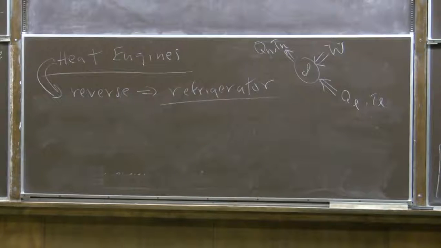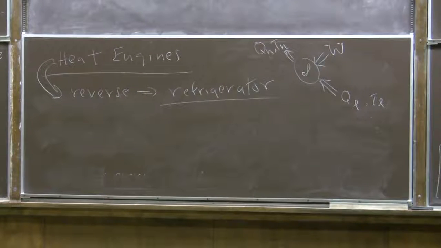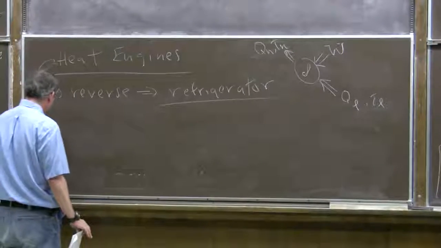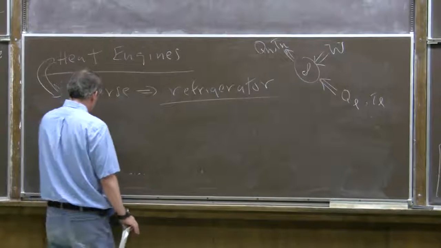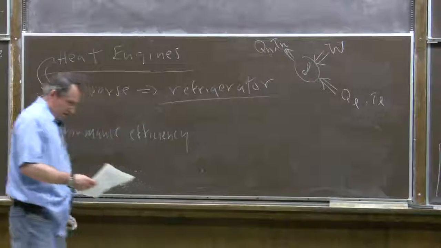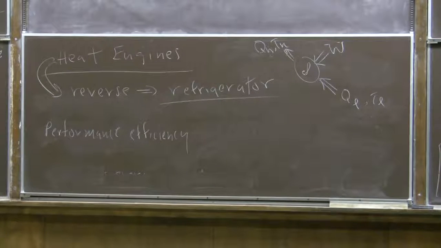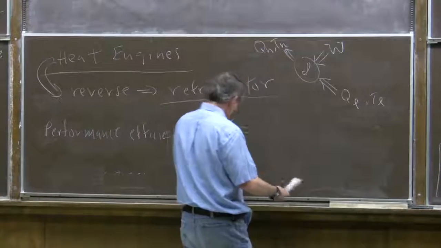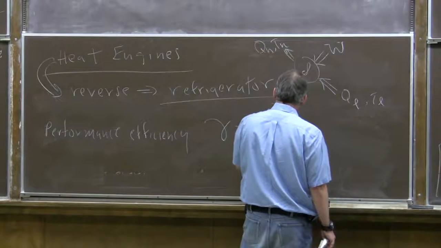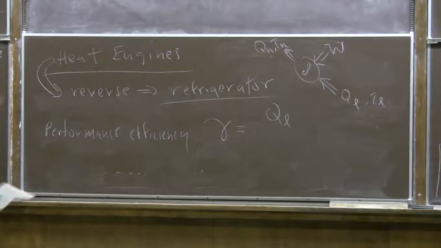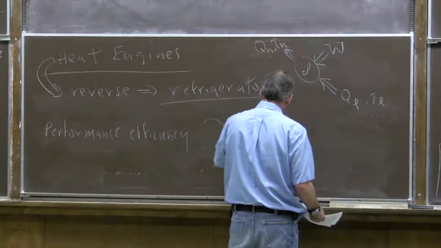And we can, as a measure of the performance of a refrigerator, use a different notion of efficiency. Because now what we want to do is keep the beer cold, so we want to withdraw as much heat as we can from the refrigerator. So our figure of merit is how much heat can we withdraw from the cold place per unit of work that we do, so we don't have to pay a high electric bill.